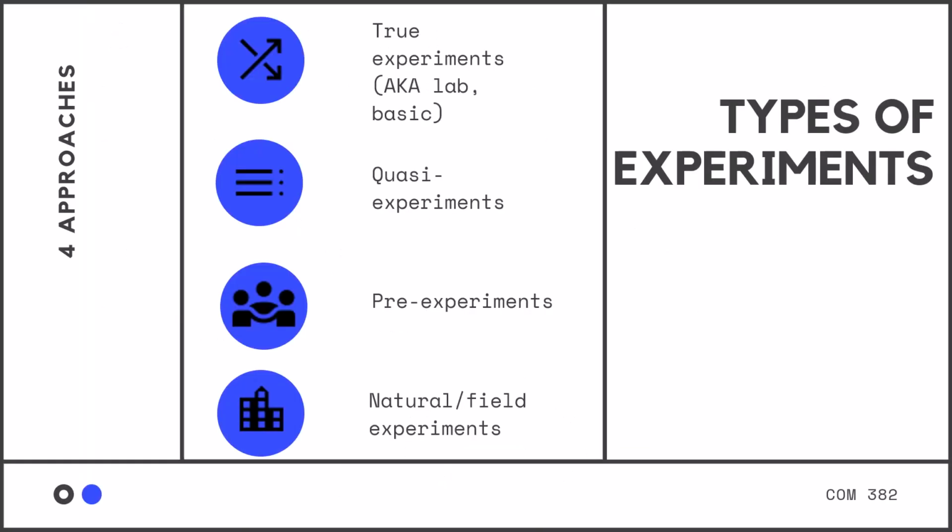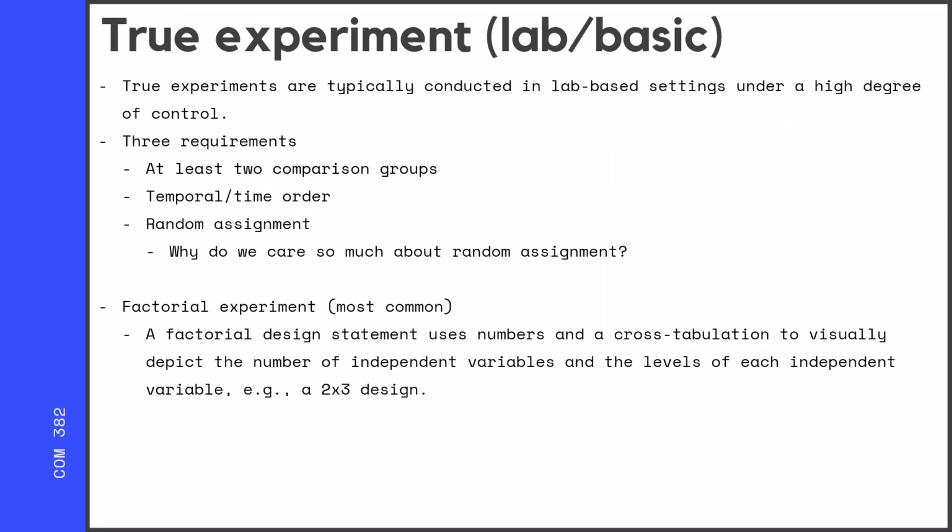So we're going to talk about 4 types of experiments. It's important to understand the differences. True experiments are kind of our baseline here, what we judge everything else off of. So I'm often going to be comparing true experiments against others. True experiments are also referred to as lab experiments or basic experiments. I know it's confusing, but we're going to go through experiments because that's what the book uses. I tend to say lab experiments, but, you know, what will be will be.